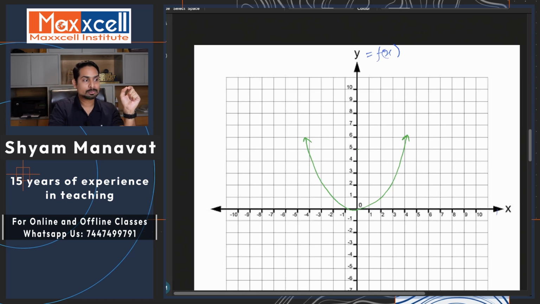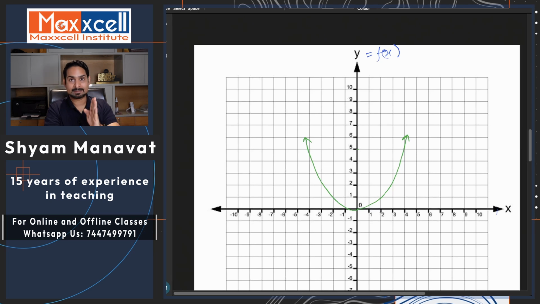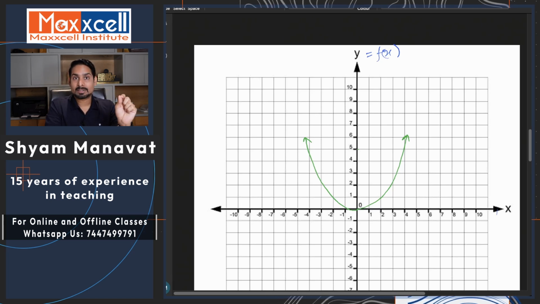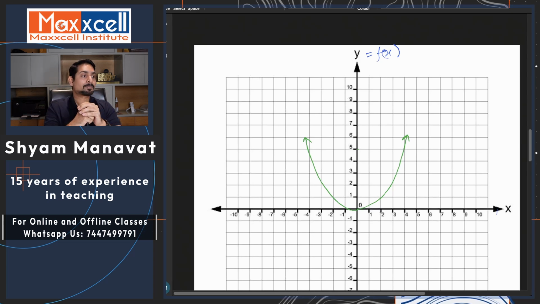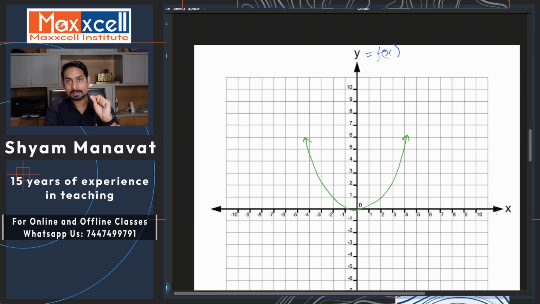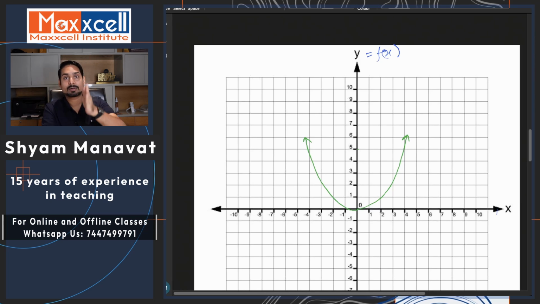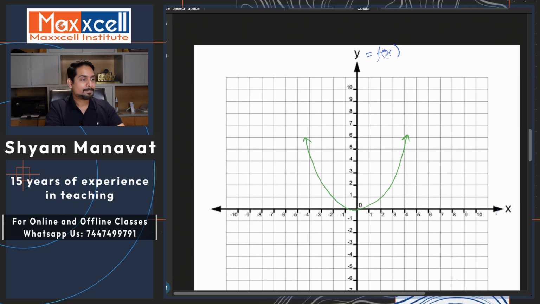So x square will show a parabola here, and that will also be symmetric along the y-axis. So the characteristic of an even function is that if you substitute a negative value and a positive value, both give you the same output. If you plot on the graph, then it will be symmetric along the y-axis. Okay.